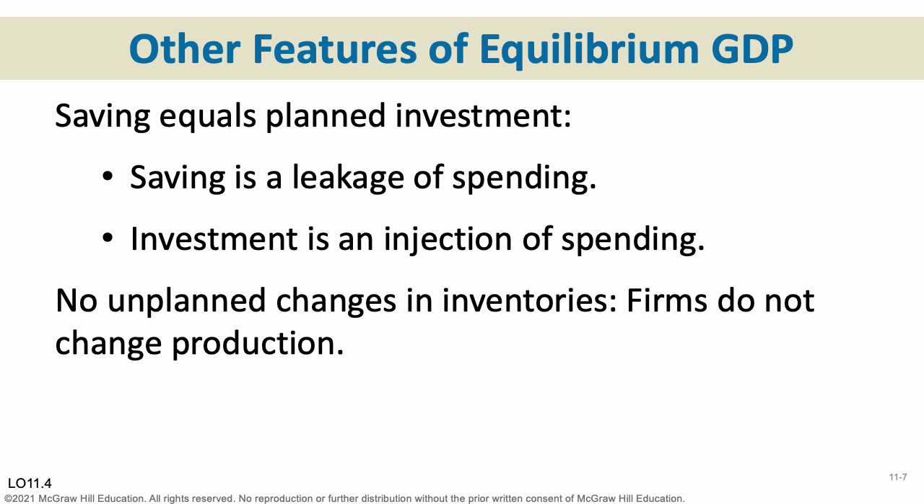So at equilibrium GDP, savings equals investment. Why? Because everything saved is used by banks for investment purposes. So savings is going to equal investment. Now, once again, this is a very simplified example. Saving is a leakage in spending, investment's an injection of it. So we consider them to be equal because in this case we're not taking into account taxes or the government or trade. And we would say there's no unplanned changes in inventories. Firms don't change production. They just simply vary production based on the economy.